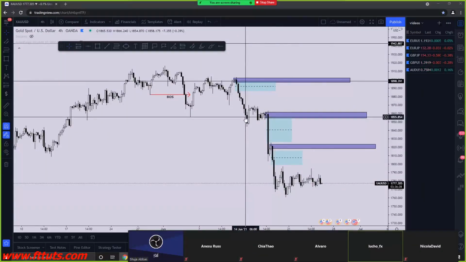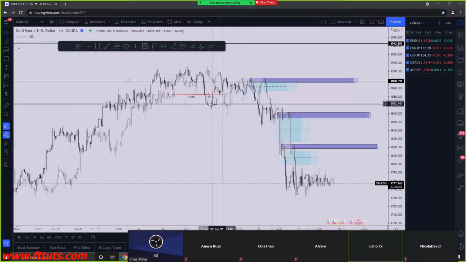You guys have to think about it. Imbalances and order blocks, they're another form of liquidity. Not literally liquidity as in money, but what is liquidity? Liquidity is like a magnet, right? Price is attracted to money. Price goes to wherever the most money is.